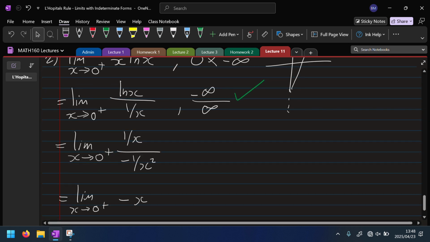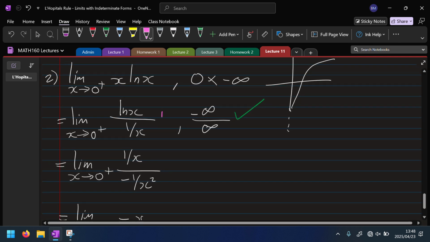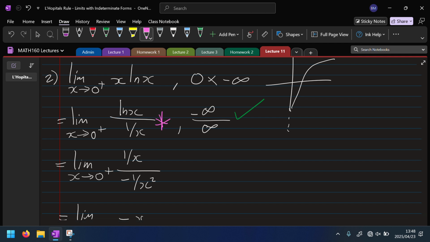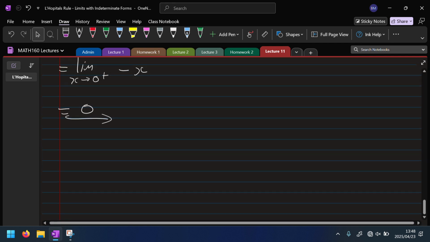Please remember this trick. If you have a product of things, you can always take it down to the bottom by taking the reciprocal. So if it was x squared times the natural log of x, you could then divide by 1 over x squared, which is the same thing as multiplying by x squared. Please remember that. This trick is used quite a lot for these types of problems.